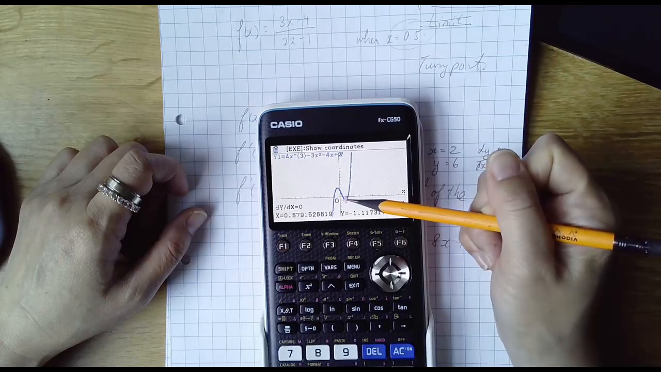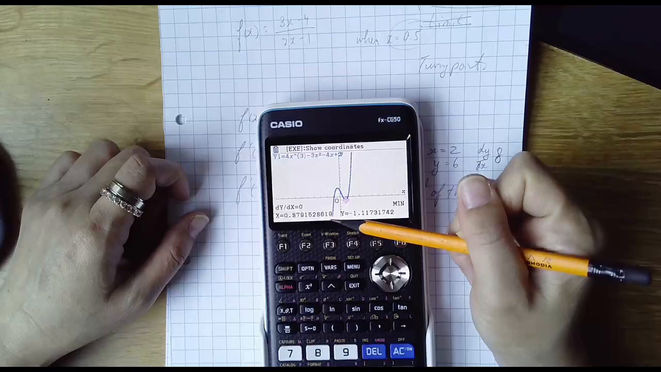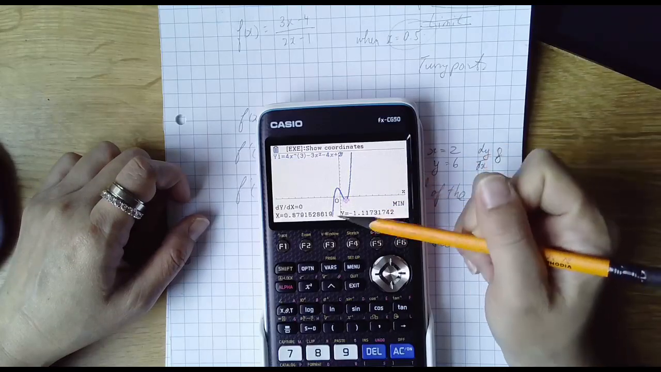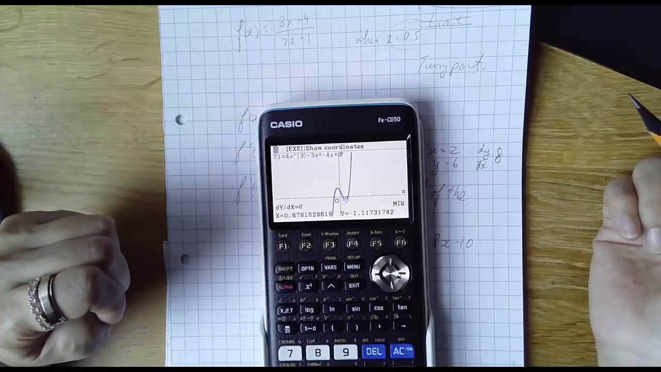Between the maximum and minimum, the function is decreasing. That's how we find that out. And anything before the maximum and after the minimum will be increasing. That's how we mainly use our GDC for differential calculus.